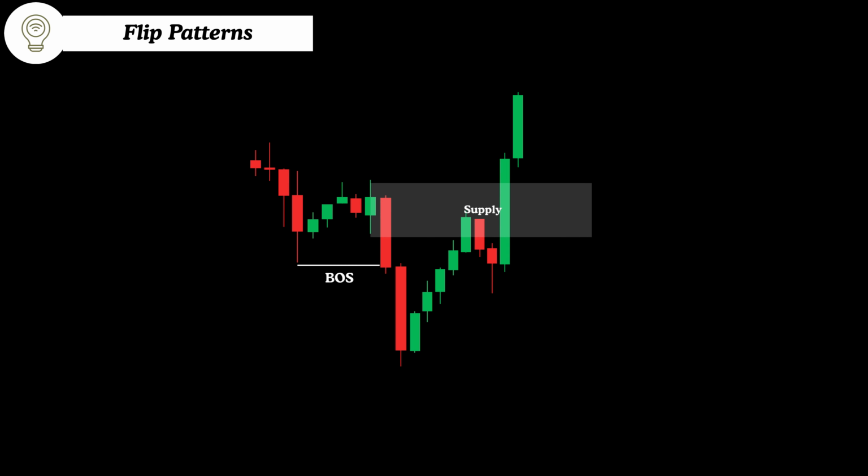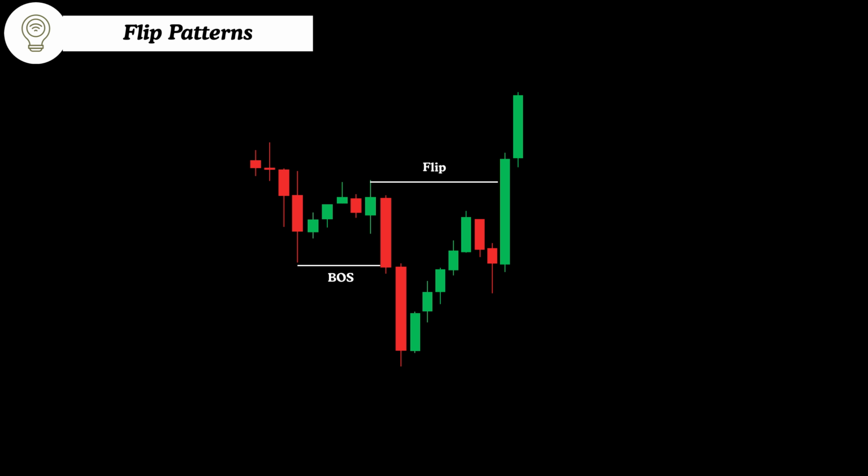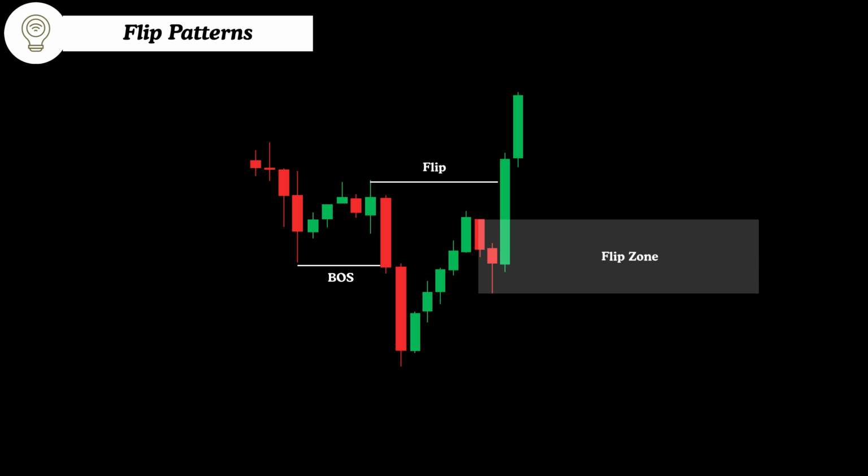Similarly, a bullish flip zone forms when price shows a minor reaction to the latest supply and then immediately breaks above it. So, the last down-close candle or series of down-close candles at the origin of the bullish flip leg defines the flip zone.